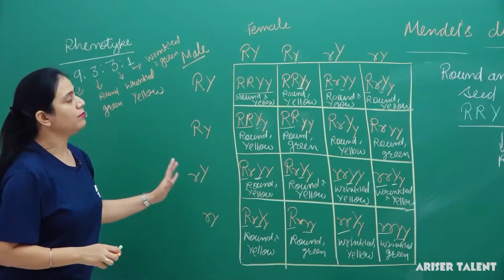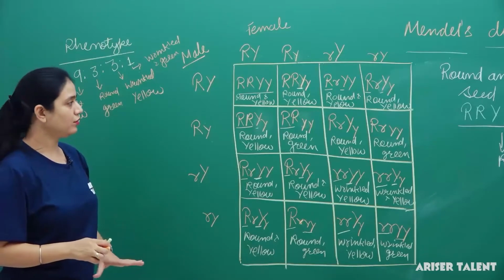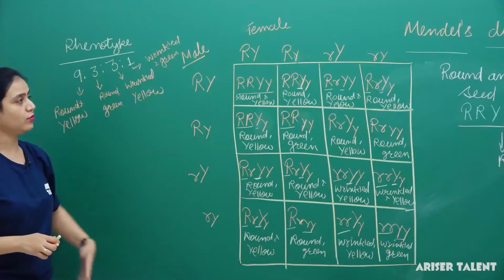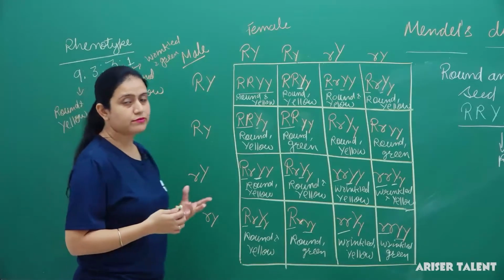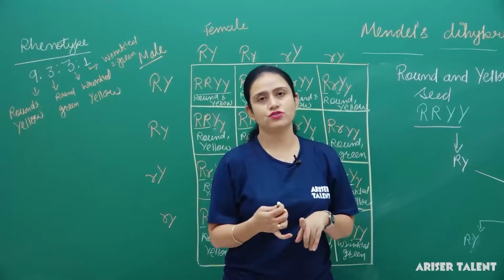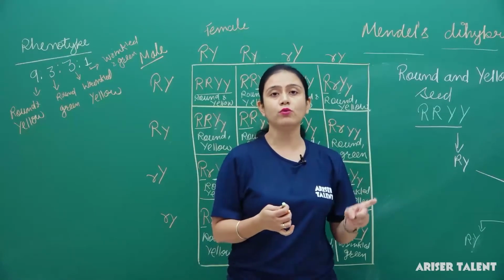Okay, this was all about Mendel's dihybrid cross. This is the F2 generation result. What happened? Mendel took two types of plants, meaning he chose two characters here. One character was the shape of the seed, which was round and wrinkled.